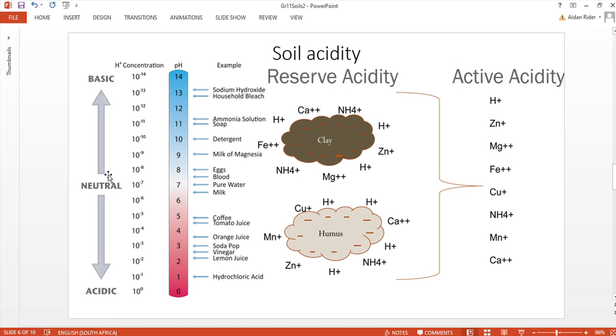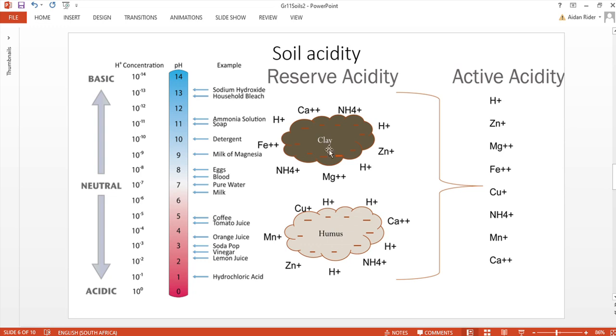You can also think of it as when there are hydrogen atoms present, or the more there are, it's more acidic, and if there are more hydroxyl ions, OH, it becomes more basic. Here are just a few examples of household items that are either basic or acidic. If you all remember, the neutral area is usually when the pH is at 7, and your best example of this is pure water. If it's pure, it should be at pH 7.